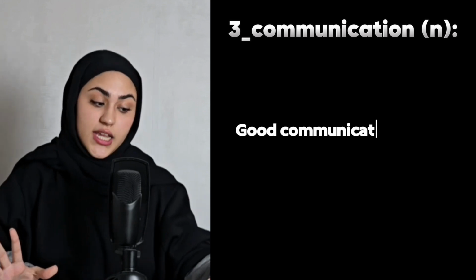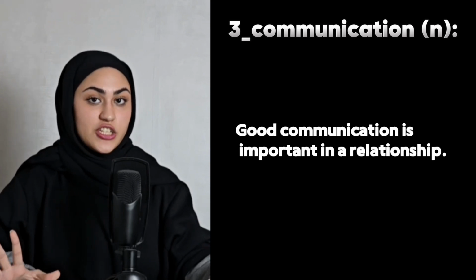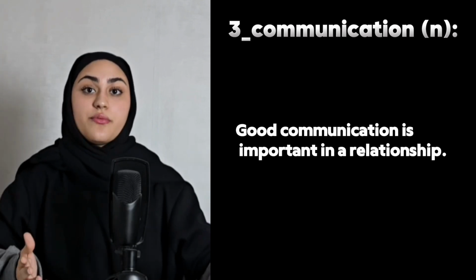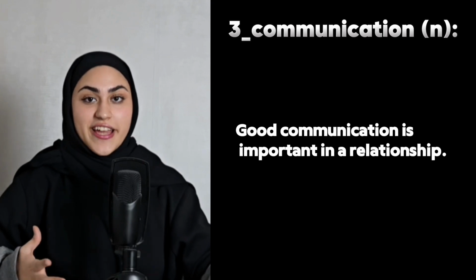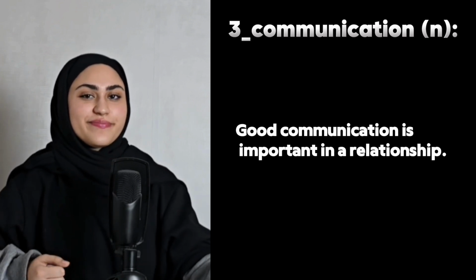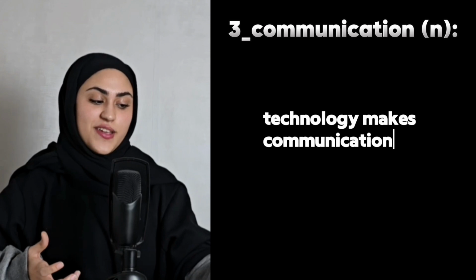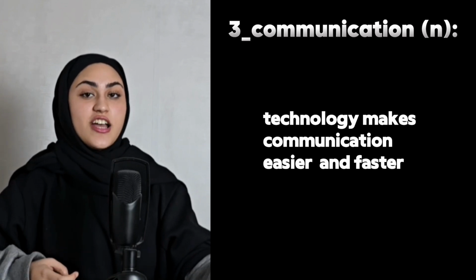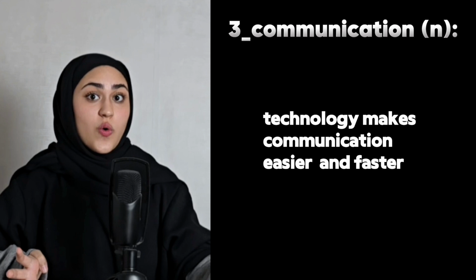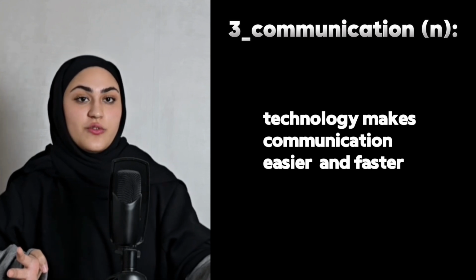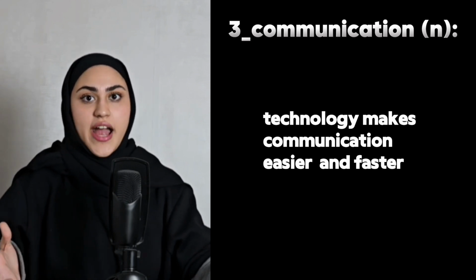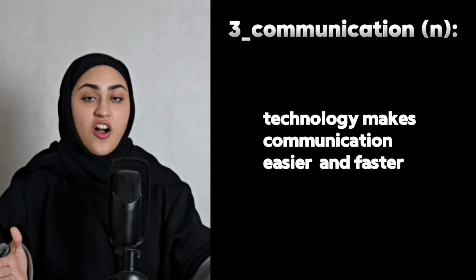Here it says good communication is important in a relationship. Good communication, what does that mean? So when you're in a relationship with someone, it's important that you share information in a good way, in a way that works well. Here it says technology makes communication easier and faster. By technology here we mean, for example, the way you can use your phone or your computer to communicate with people. You can just text your friend instead of going to her house and visiting her, which takes longer.